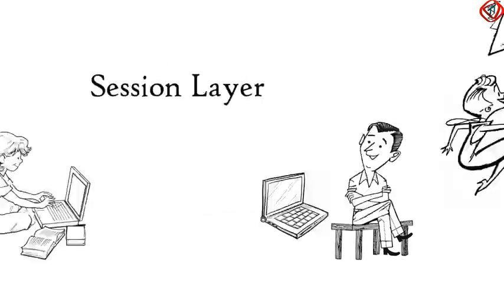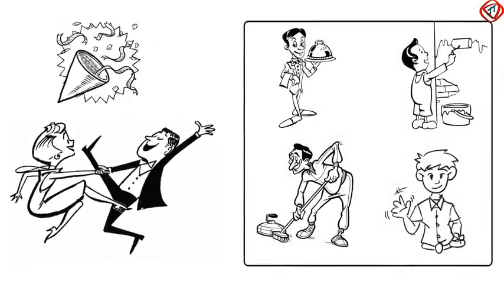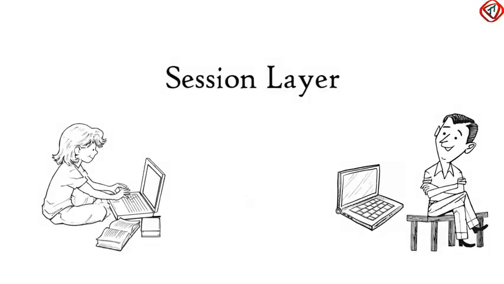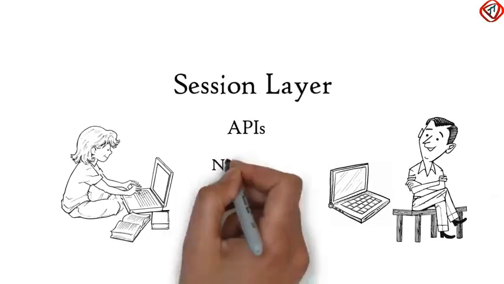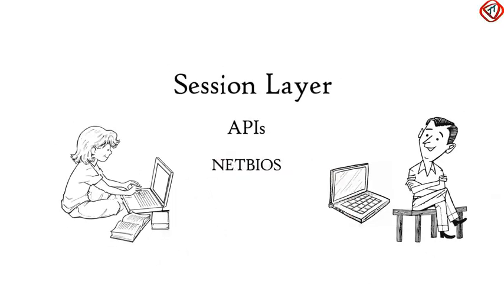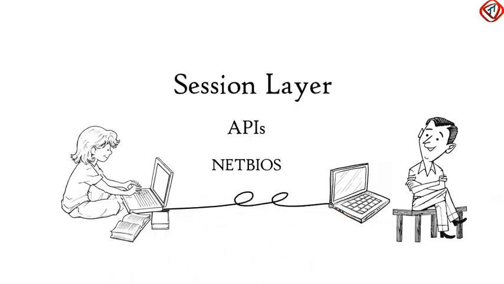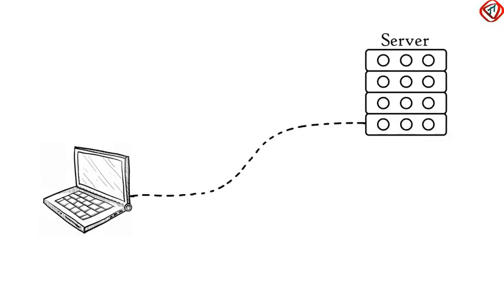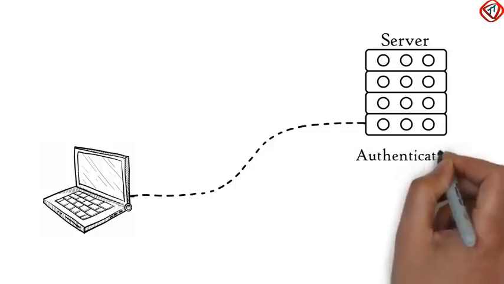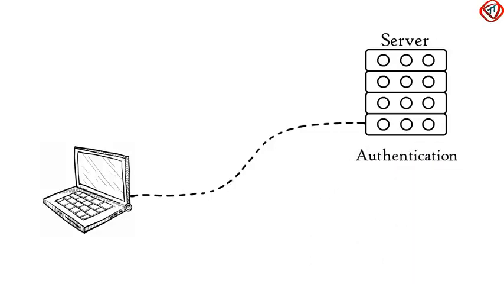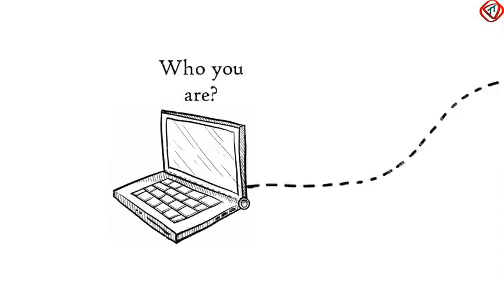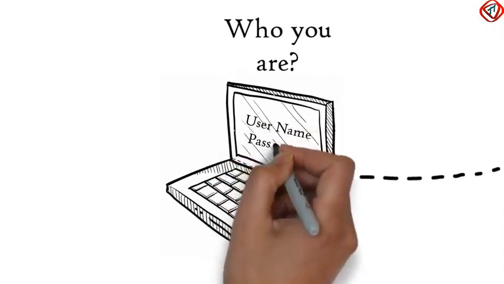Like you hired some helpers for your party, the session layer too has its own helpers called APIs, or application programming interfaces. NetBIOS, or Network Basic Input-Output System, is an example of APIs which allows applications on different computers to communicate with each other. Just before a session or a connection is established with the server, it performs a function called authentication. Authentication is the process of verifying who you are. For this, the server uses a username and a password.